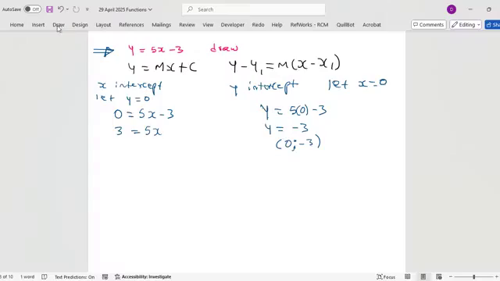Then what is my next step from here? Someone who can help me very fast. What is my next step? Divide by 5. If I divide by 5 on both sides, then I'm going to be left with x on this side. x is equal to how much? 3 over 5. If I'm right, 3 over 5 is 0 comma something. What is 0 comma what? 0 comma 6.